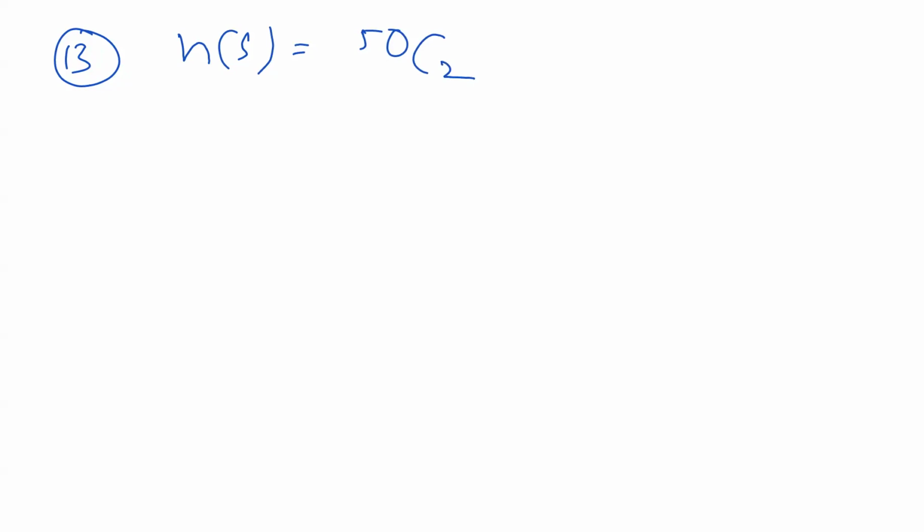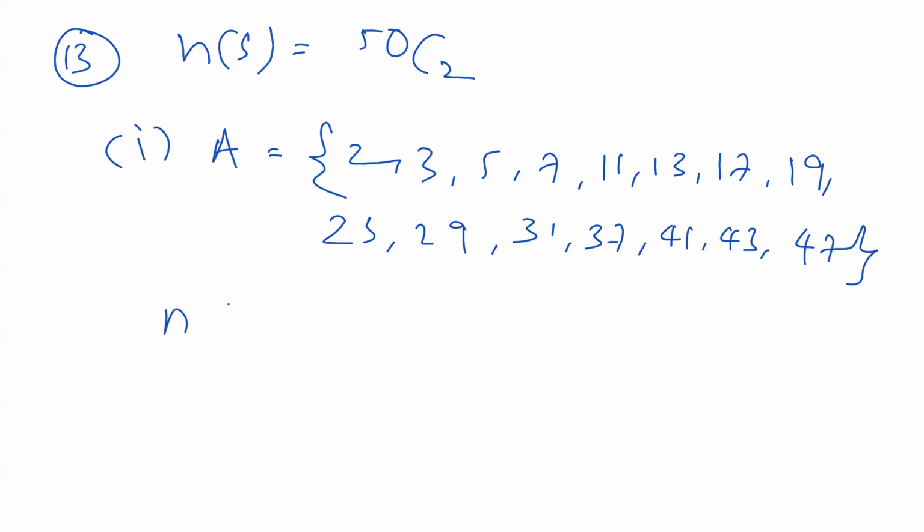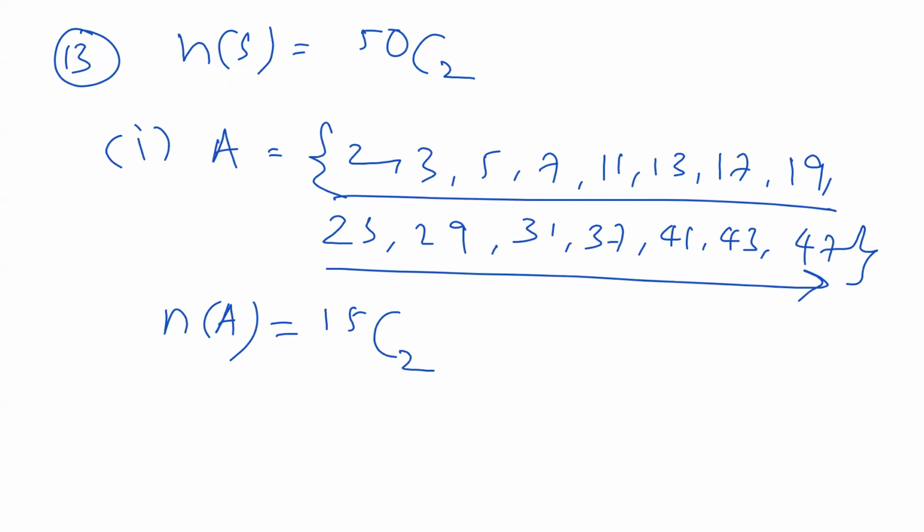Two tickets are drawn out of 50. First part, both are prime numbers. So let A be the set of prime numbers: 2, 3, 5, 7, 11, 13, 17, 19, 23, 29, 31, 37, 41, 43, 47. So n of A will be, these are total 15 objects, so 15C2, as 2 will be prime. Any two primes out of 15 primes. So P of A is equal to n of A upon n of S.